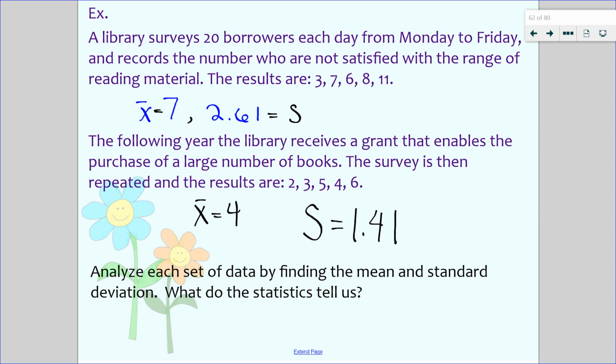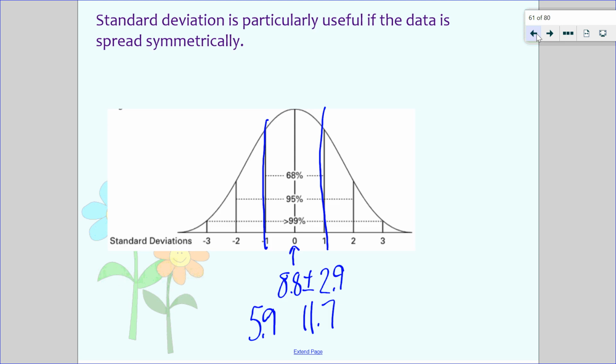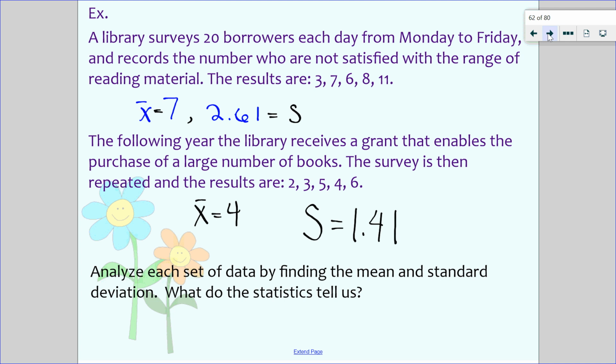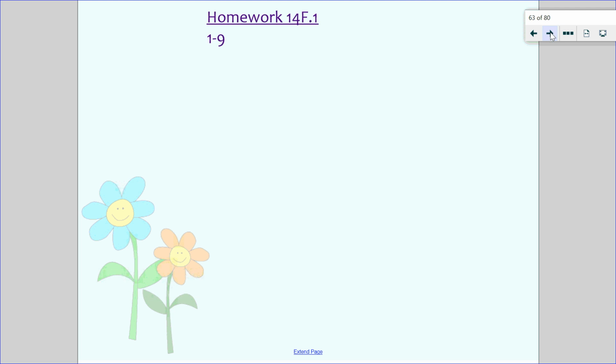Questions on that? Okay, so you have that table which describes the whole process here, which is finding the mean, subtracting it from each data point, squaring it, dividing it by the number of data points, and then taking the square root, and that tells us how spread out the data is. All right. Any questions? All right, so we're going to do this on Monday.